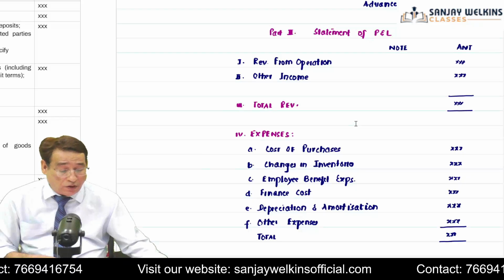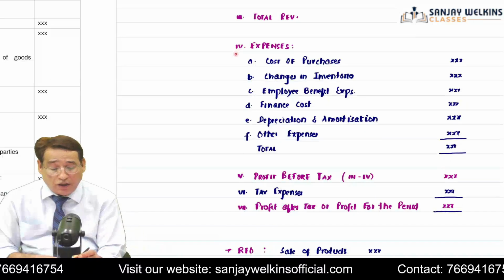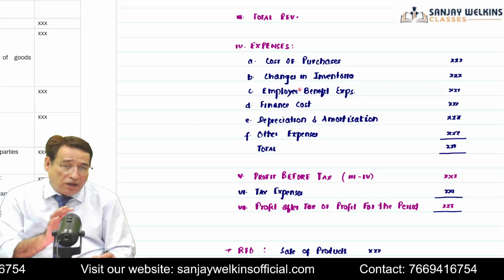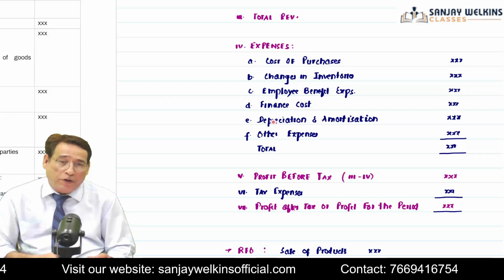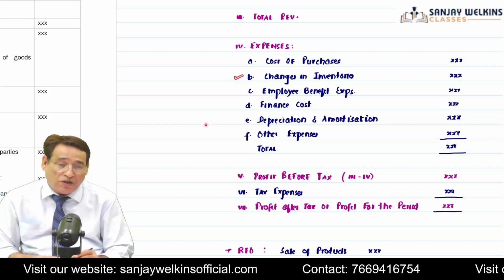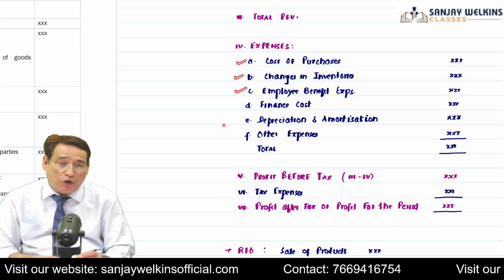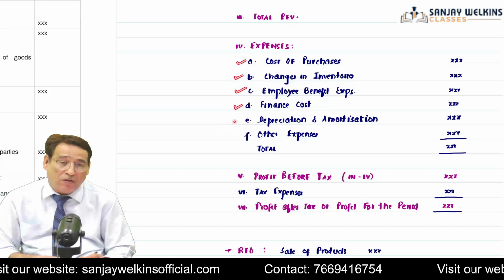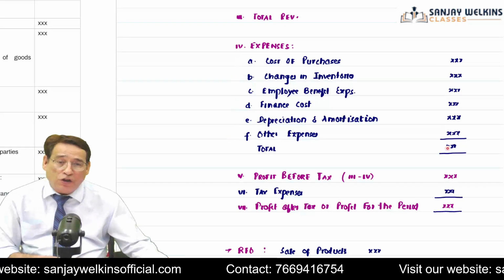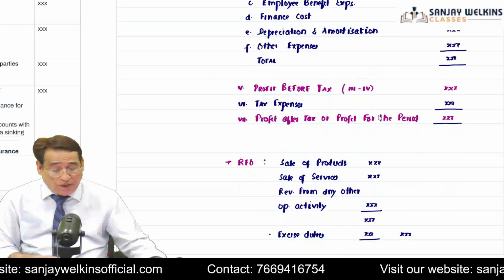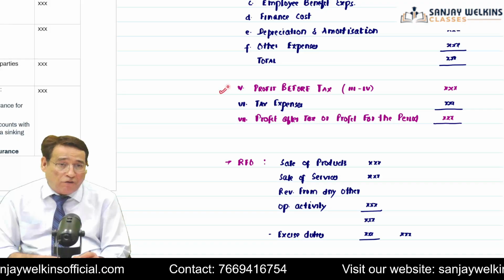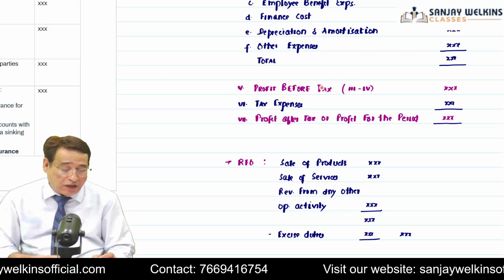Once we have the total revenue, then we will take into account the expenses. Now, when we are going to compute the expenses, we need to actually put the expenses into proper categories. The first category is cost of purchases. Second category is change in inventories. Third one is employee benefit expenses, then finance cost, then depreciation and amortization, then other expenses. Now I will total up all the expenses. After totaling all the expenses, I am going to subtract it from total revenue. Then we will get profit before tax.